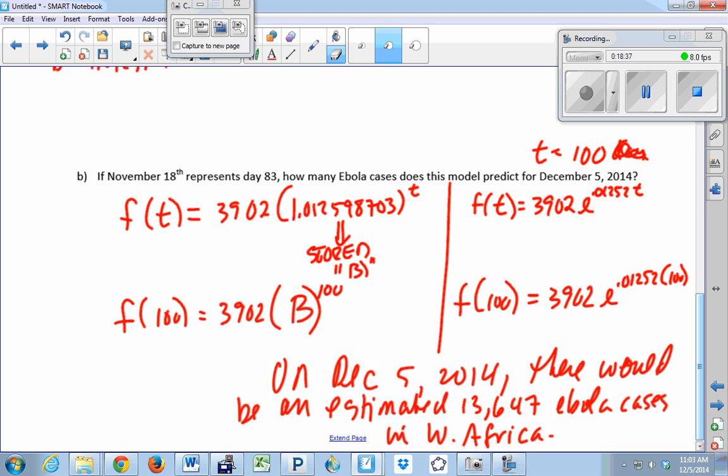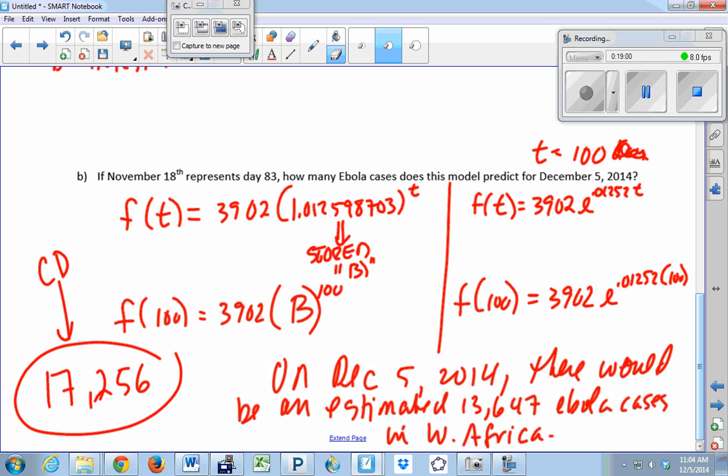So I asked Katie and Isabel and Megan if they would try to find an estimate or a prediction for right now, the number of Ebola cases in West Africa, and that's what they came up with, 17,256. So they looked that up. What did you use for your source? CDC. So that's the Center for Disease Control. And so you can see that our model is underestimating the number of Ebola cases.